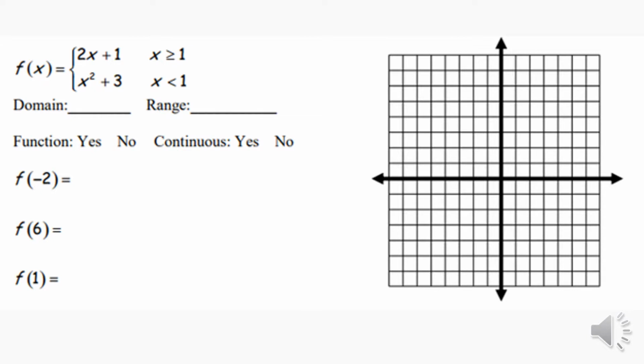When I'm told to evaluate at f of 6, I need to use the first equation because 6 is greater than or equal to 1. So we're going to plug in 6 into 2x plus 1 and get 13. When I'm told to evaluate f of 1, I need to use the first equation because 1 is greater than or equal to 1. Therefore, I would get 3.